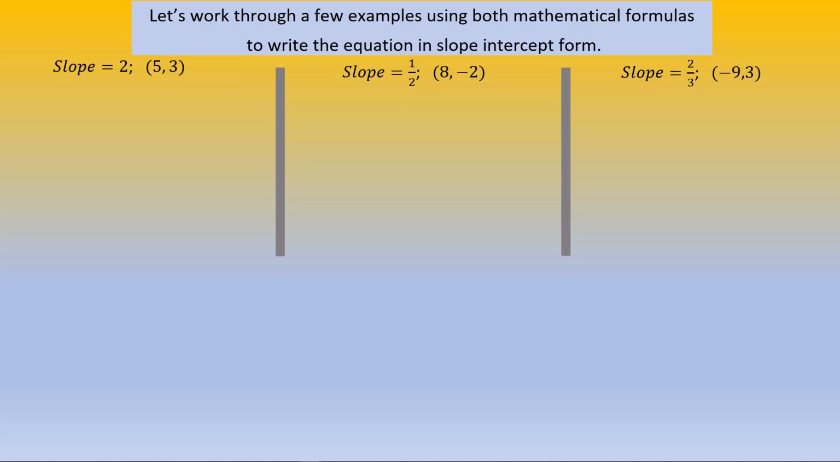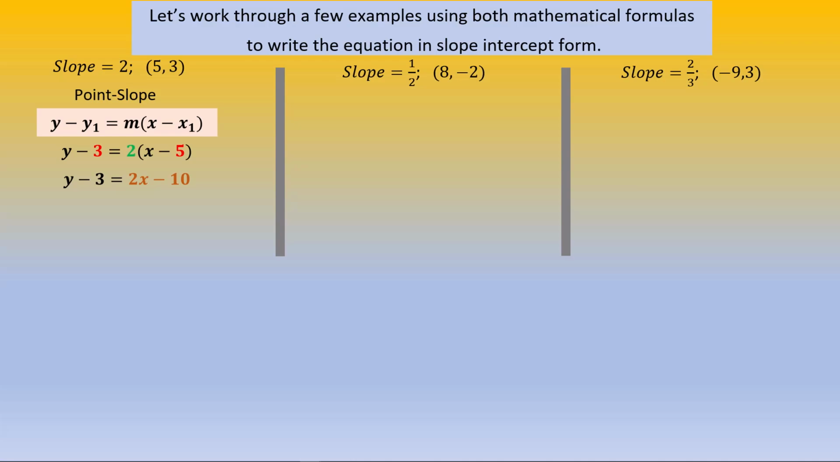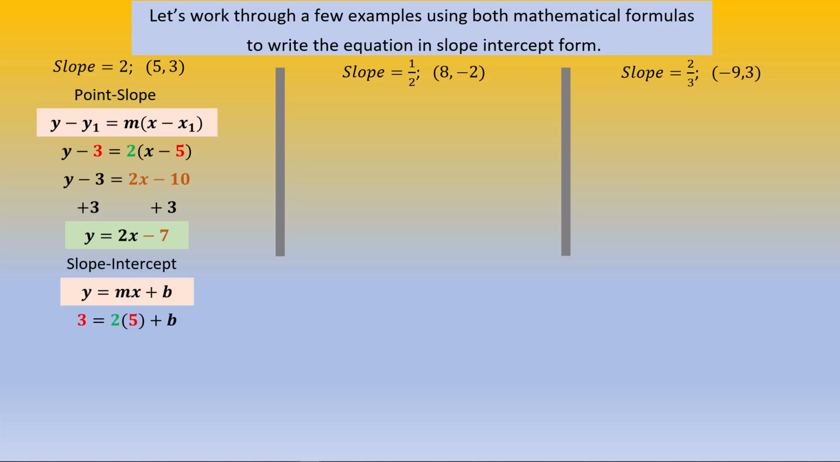Using a slope of 2 with a point 5, 3, starting with the point-slope formula, we plug in the values, we work through the equation process, and we end up with y equals 2x minus 7. Using the slope-intercept form, we plug in the values of m, x, and y, solve for b, and we end up with the same y equals 2x minus 7 equation.